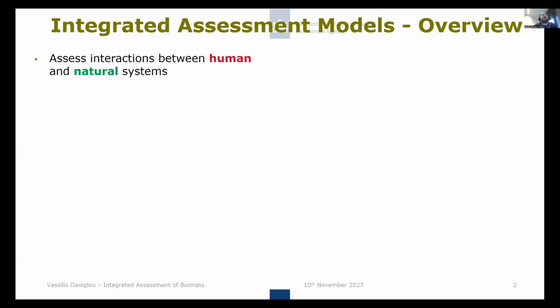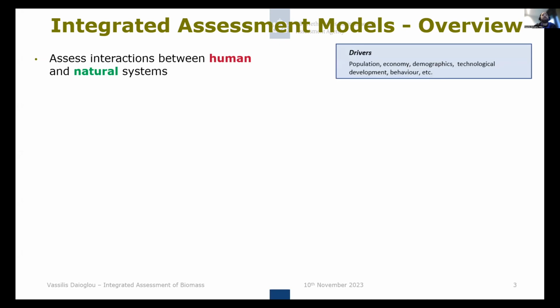So basically, IAMs, as they're known, aim to assess the interaction between human and natural systems. So how do they do this? They do this by first having certain key inputs, which are assumptions on economic growth or how population may change. These are exogenously put in. And then there are some other normative assumptions about how some broader aspects may develop. This may be technology development, lifestyle and behavioral choices and things like that. So really normative narrative aspects of how our societies may develop over the next decades.